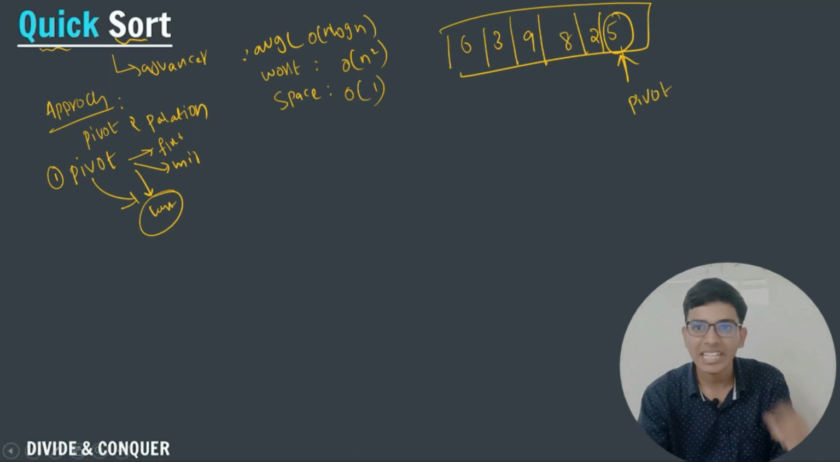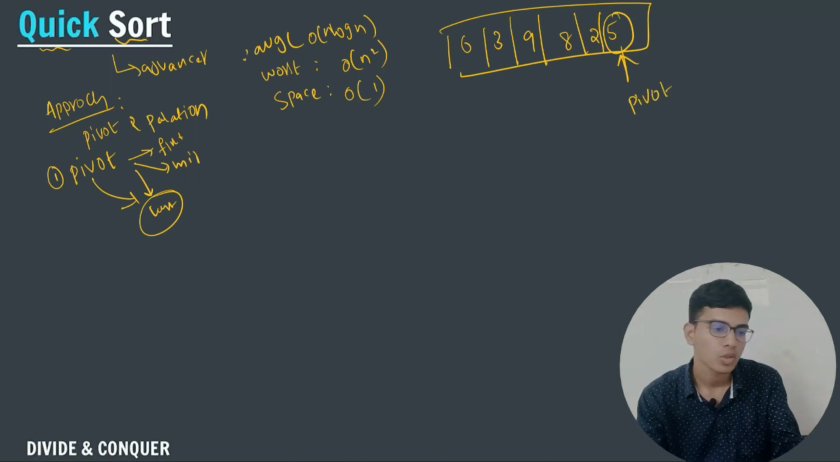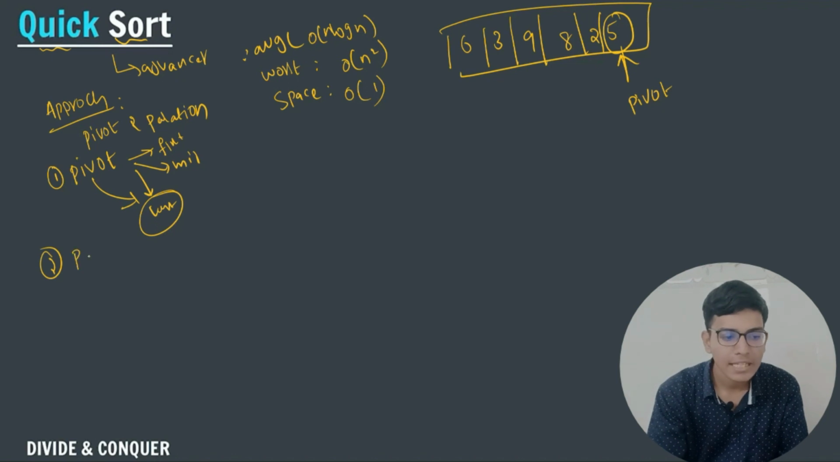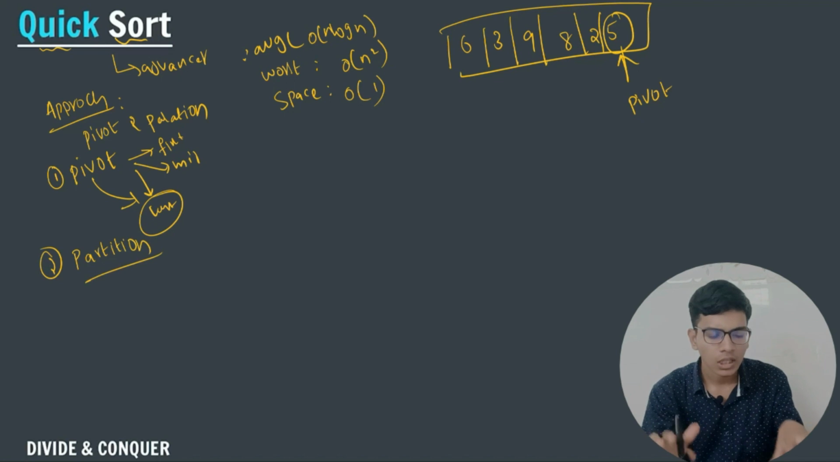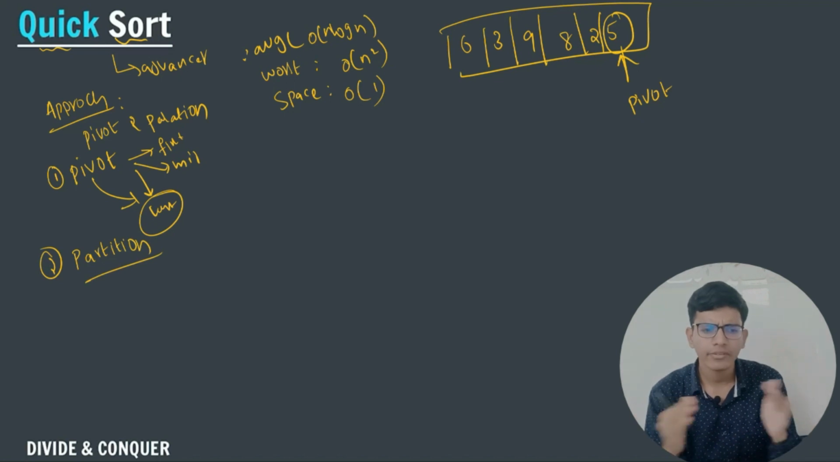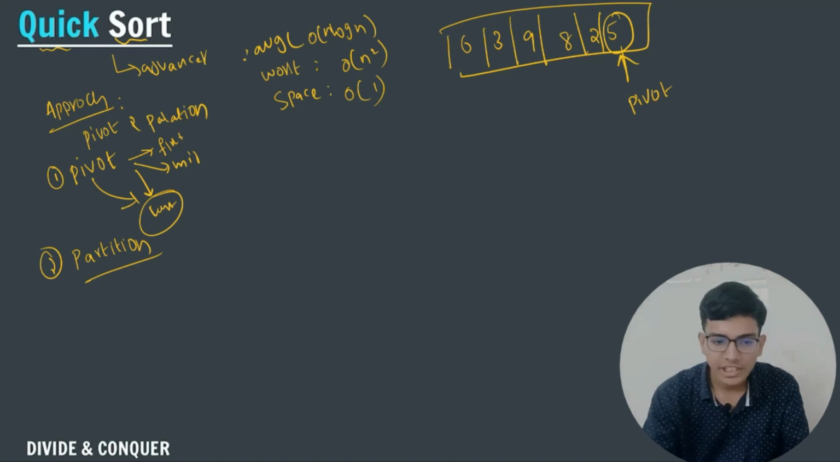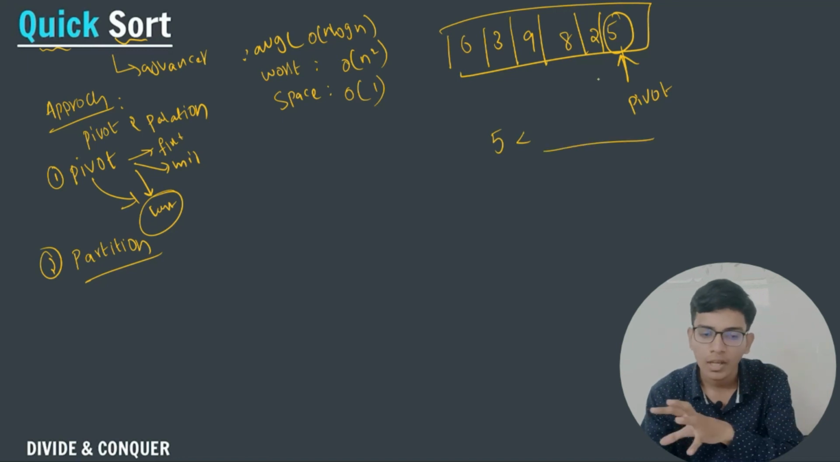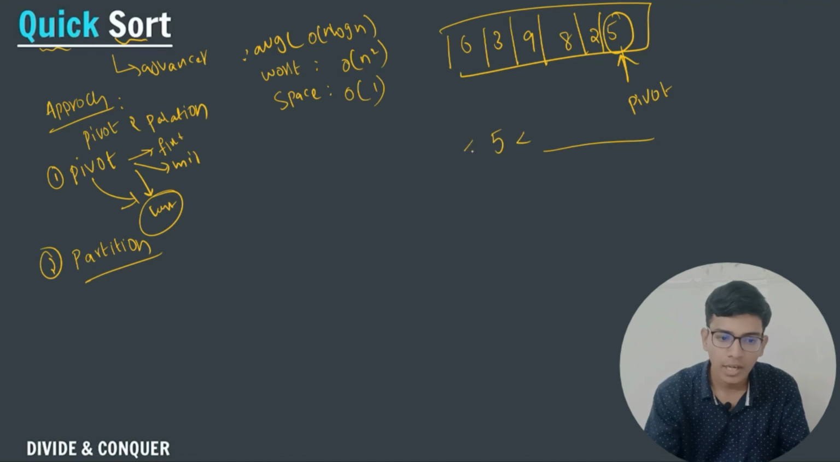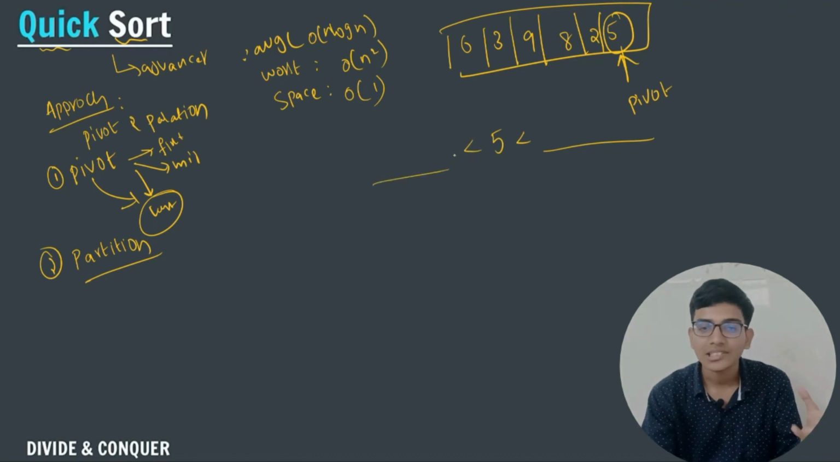So after taking the pivot, what do we need to do? The second step will be partition. We partition or divide the elements of the given array by comparison with the pivot, right? So this is my pivot. I will arrange all the elements which are greater than my pivot element on the right side. After it, I will arrange all the elements which are less than my pivot element.